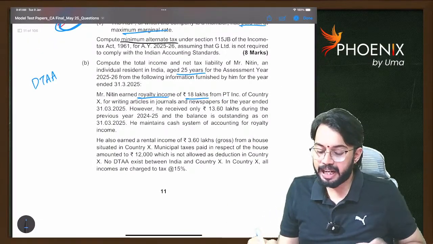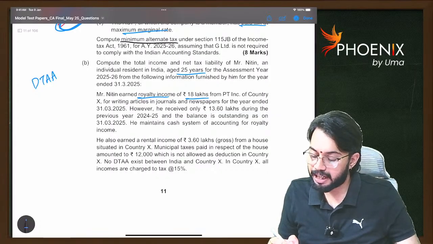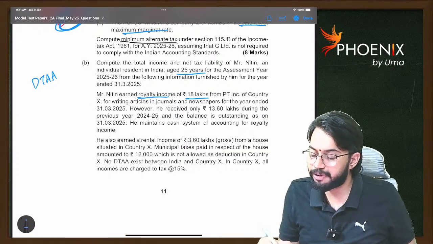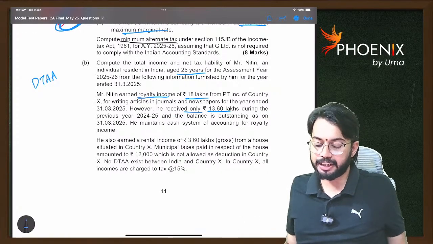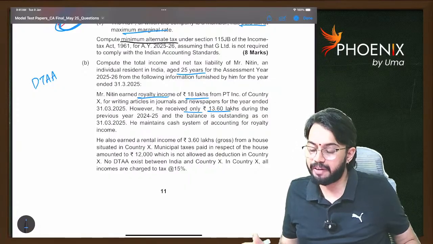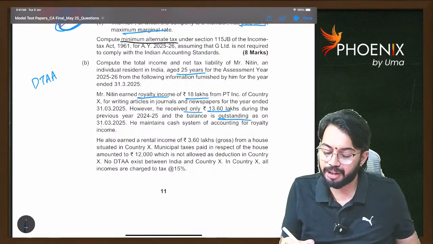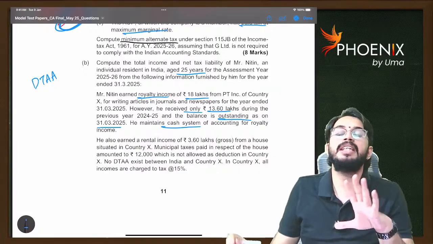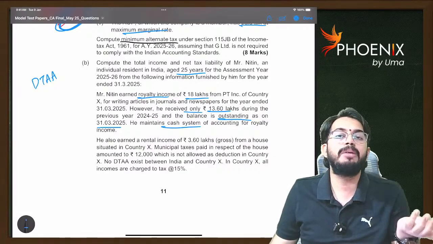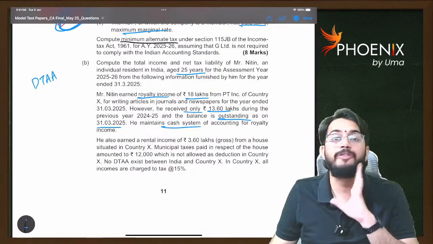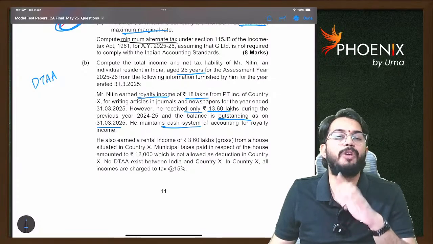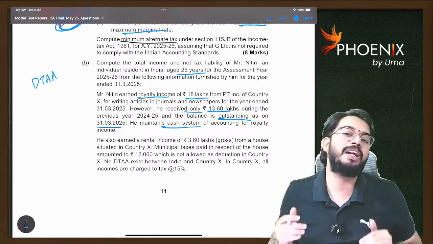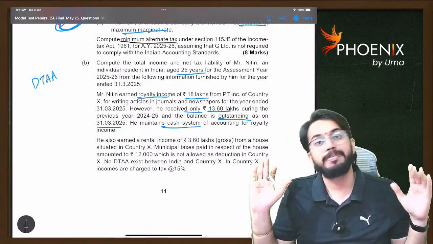18 lakhs from PTINC of country X for writing articles. However, he has received only 13.6 lakhs during previous year 24-25 and balance is outstanding as on 31st March 24. He maintains cash system of accounting. See, under PGBP, accrual basis or cash basis as may be followed by the SSC. Here SSC is following cash basis. So we will calculate income based on cash basis only.